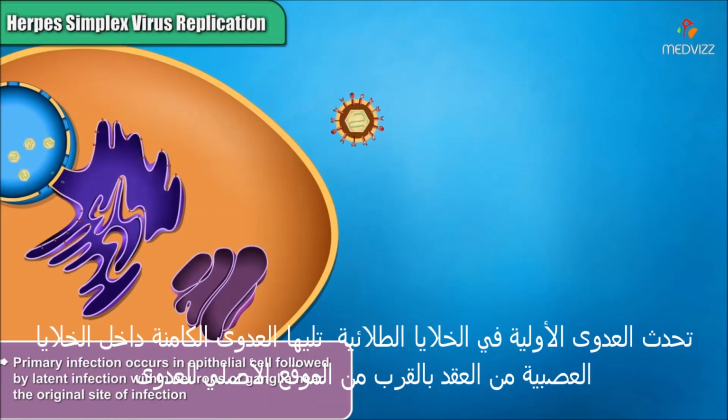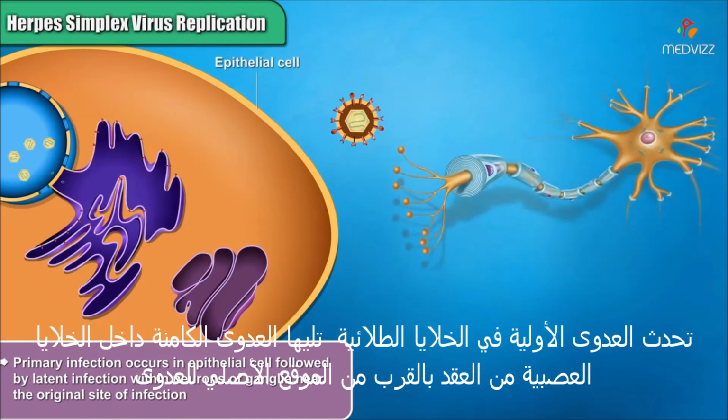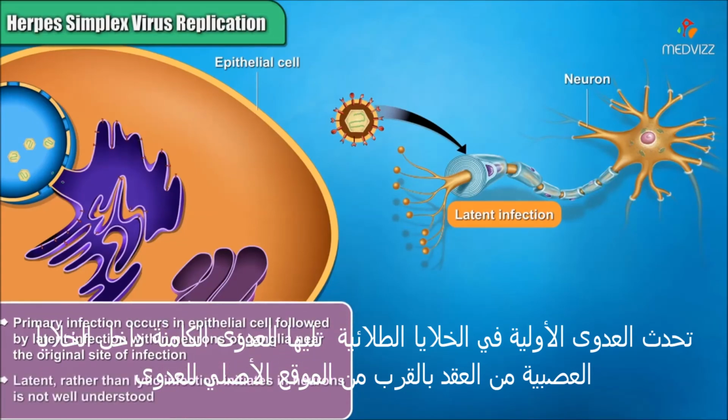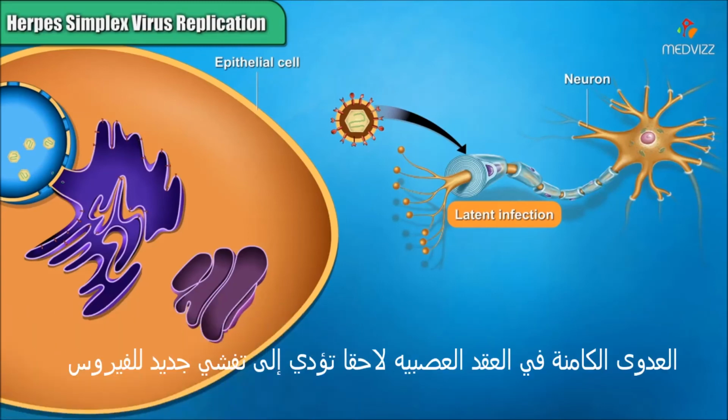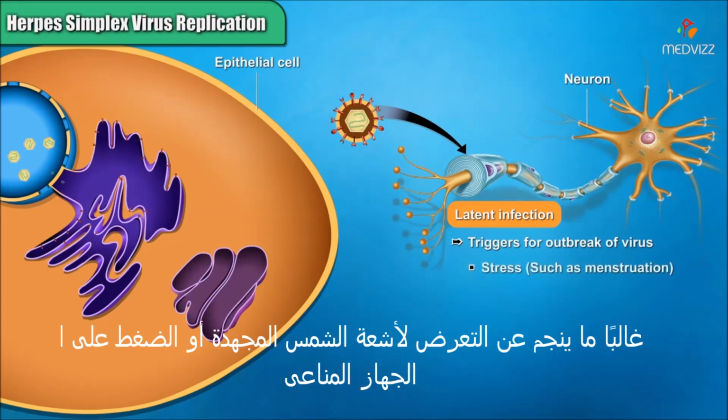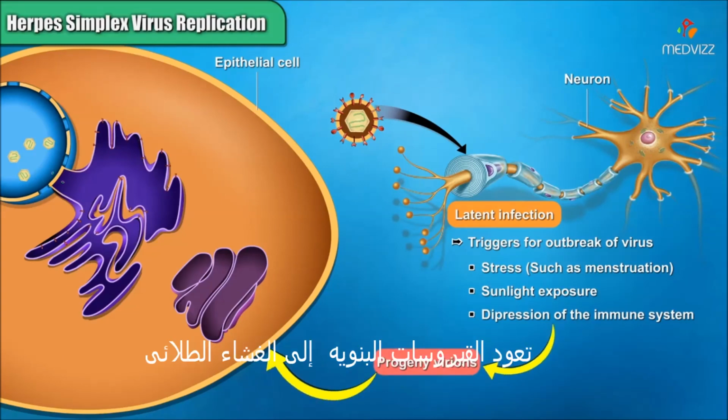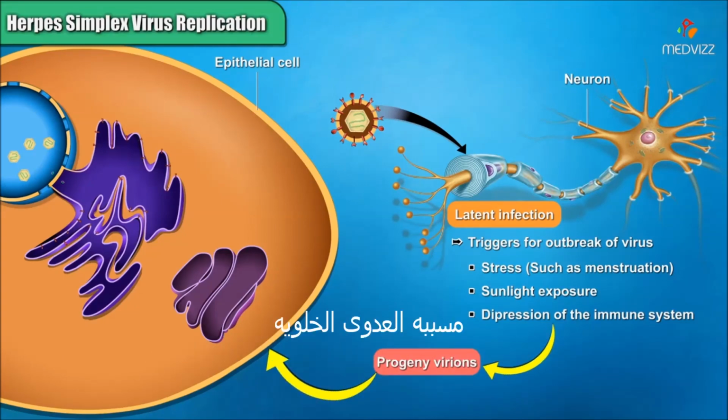The primary infection occurs in epithelial cells, followed by latent infection within neurons of ganglia near the original site of infection. How a latent, rather than lytic infection initiates in neurons is not well understood. The latent infection of the ganglia later leads to new outbreaks of virus, often triggered by stress, sunlight exposure, or depression of the immune system. Progeny virions travel back to the epithelia, causing lytic infection.